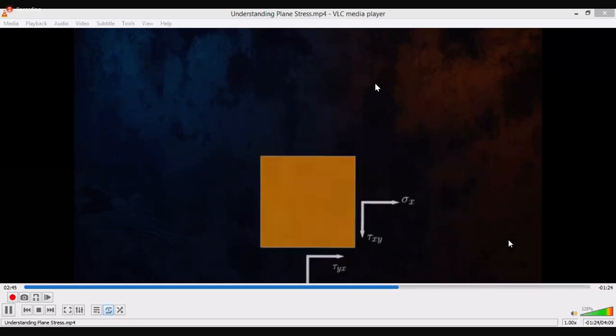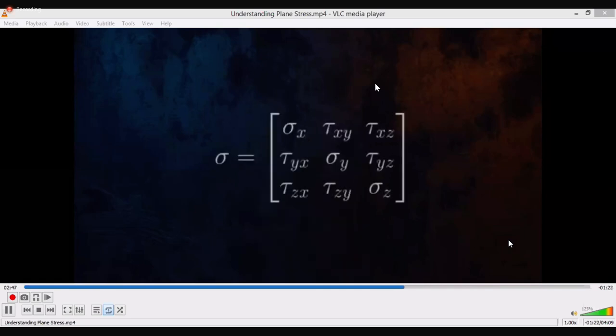The stress tensor for a three-dimensional case is a 3x3 matrix, but if we consider plane stress conditions, it is reduced to a much more manageable 2x2 matrix.